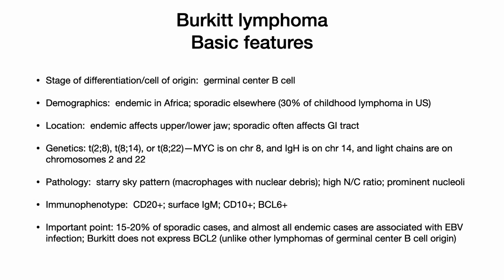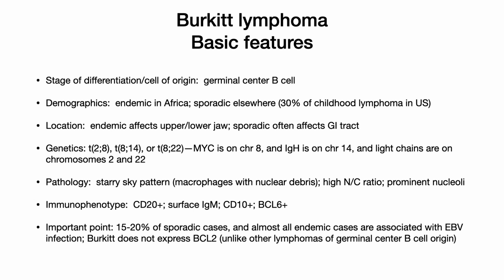Characteristically, this one I can see them asking you to identify. It has a starry sky pattern. That starry sky pattern is produced because this is an aggressive neoplasm, so the cells are turning over, and macrophages are engulfing apoptotic cells, dead cells, things like that. So you'll see these macrophages scattered out, and that's what creates the starry sky pattern.